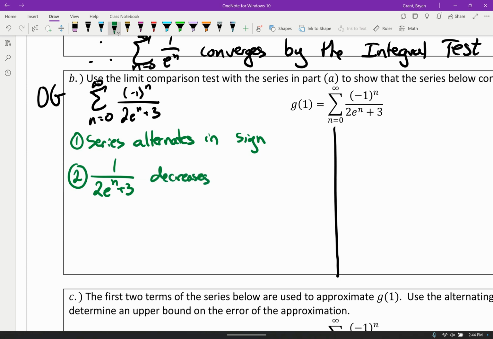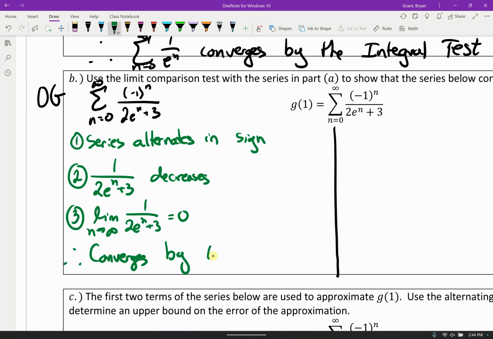Okay. And we do need this to actually go to 0. So I'm going to quickly say the limit as n approaches infinity of 1 over 2e^n + 3. That will be 0 for the same reasoning as the previous problem, right? The whole denominator becomes infinitely large and we get 0. Therefore, it converges by alternating series test. All right, does it alternate? Does it decrease? Does the limit go to 0? Great. However, all we showed is that the original function converges, and the stronger criterion for convergence is the absolute convergence.